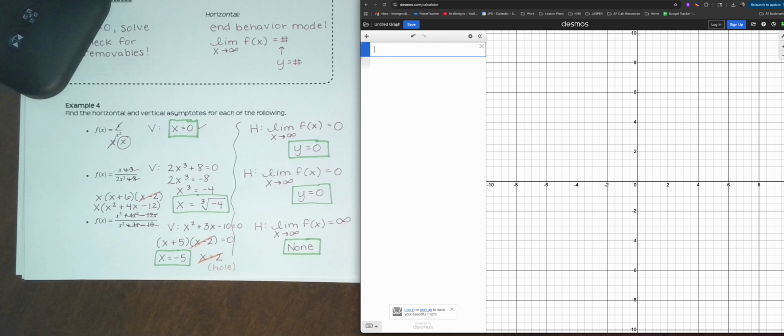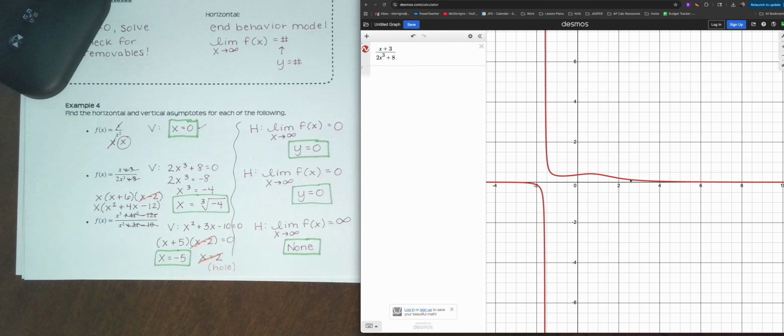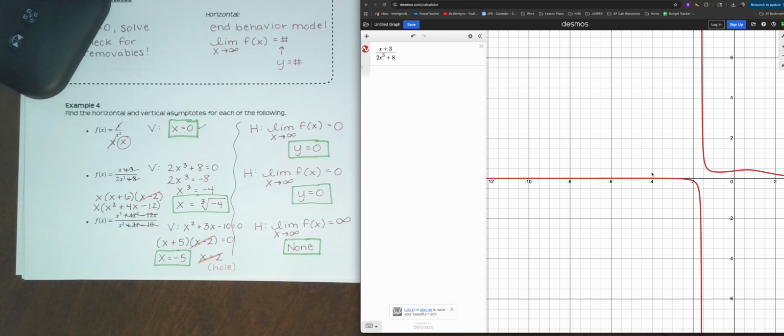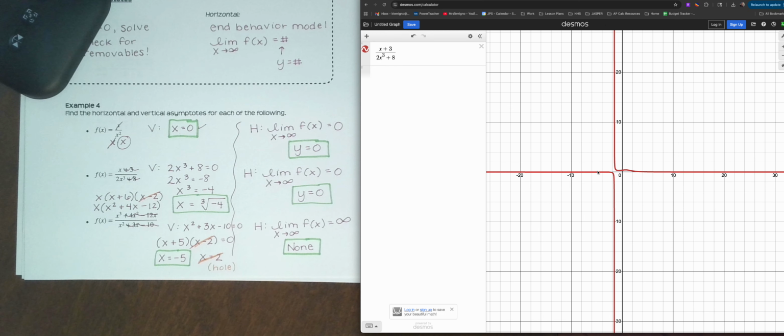Next one was x plus 3 divided by 2x cubed plus 8. Okay, so I'm definitely seeing a horizontal asymptote at 0, right? It does this weird bumpy thing, but this is definitely approaching the x-axis on the left and the right, okay? I could zoom way out and see. I mean, it looks like it's touching the x-axis, but we know it's not.